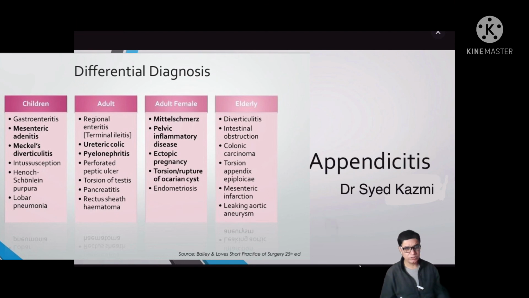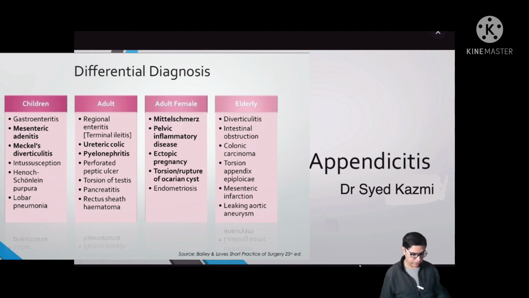In elderly patients, which is not our domain, there are more sinister things that can cause right iliac fossa pain. It could be an abdominal aortic aneurysm. It could be a colonic carcinoma. But anyhow, I don't want to go into details of that, because that's not our domain. We are mostly interested in these three groups, with the differentials that you should keep in mind when you are thinking of acute appendicitis at the same time.